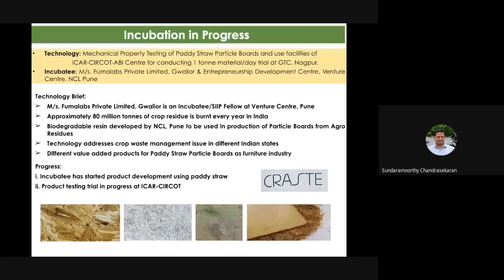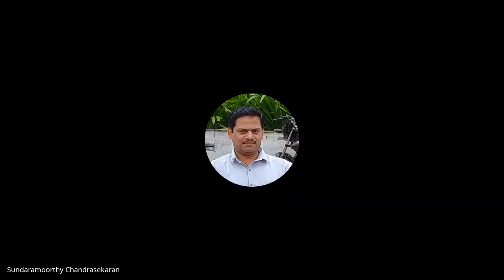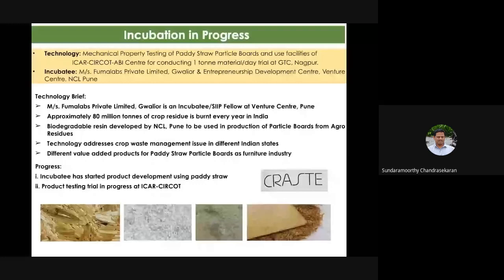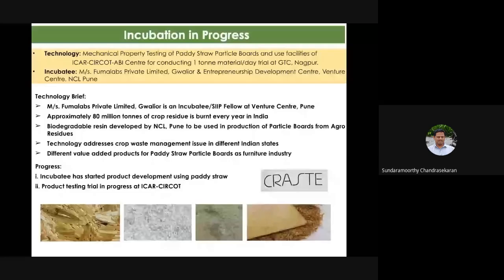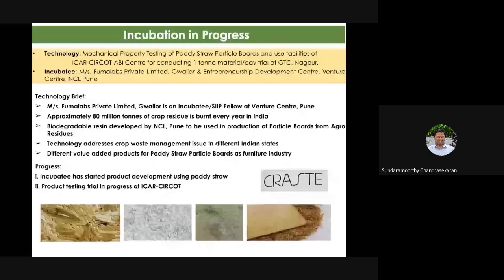He thought of using this rice straw as a base material to make composite board with the help of these biodegradable resins. Since our institute had expertise in the development of particle boards and panel boards, he became an incubatee. So he became an incubatee of two incubation centers simultaneously. We helped him in the development of this particle board. He has established a brand name, CRAST, which develops particle board from paddy straw.